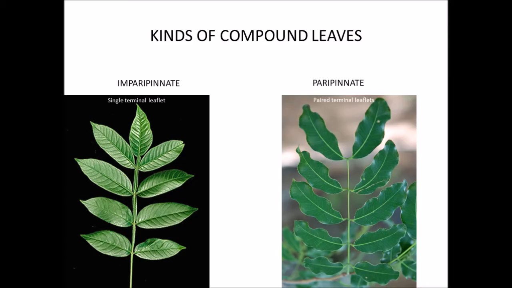Also with compound leaves, especially in terms of the identification of leaf types, one would refer to a compound leaf as being paripinnate or imparipinnate. Imparipinnate basically means that there is a terminal leaflet on the compound leaf, whereas paripinnate means there are two leaflets at the tip of the compound leaf.